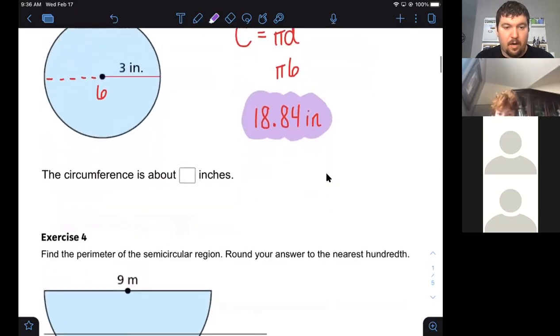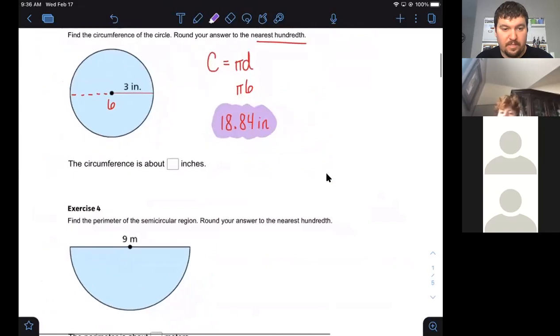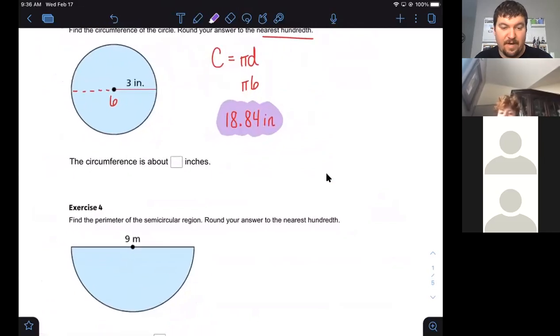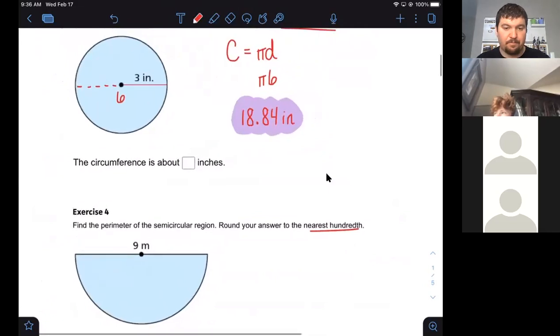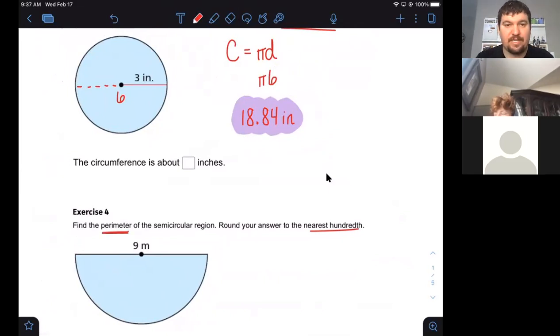All right, number 4, moving on. Number 4 says find the perimeter of this semicircular region, round your answer again to the nearest hundredth. So that's 2 decimal places again. What's interesting about a semicircle, if you're finding the area of it, you just got to divide by 2. We did that last week. It's just half a circle. But when you're finding the perimeter of it, you have to think how many sides it has. Well, a regular circle just has that one curved side. But when you chop a regular circle in half, you actually expose another side to the surface. And so we're going to have to make sure that we count that 9-meter side as part of the outside.